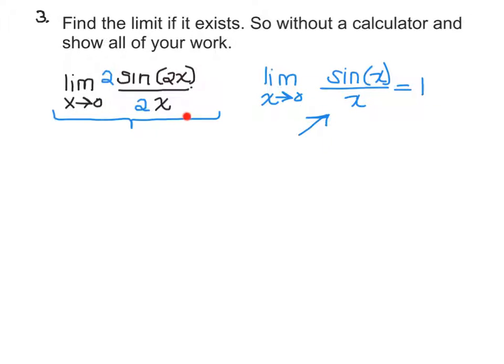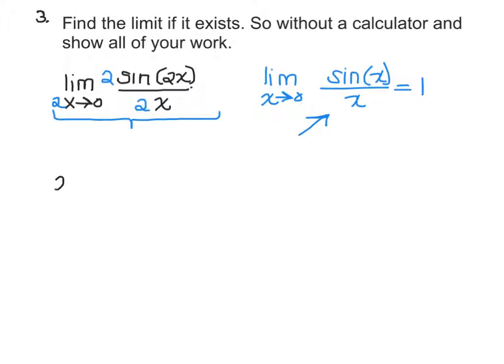So we don't change the value if we multiply both the top and the bottom by 2. However, we change what we have here, because as x goes to 0, 2x also goes to 0. So now we can solve our problem. I'm going to go back to black, and we end up with a 2 in front.